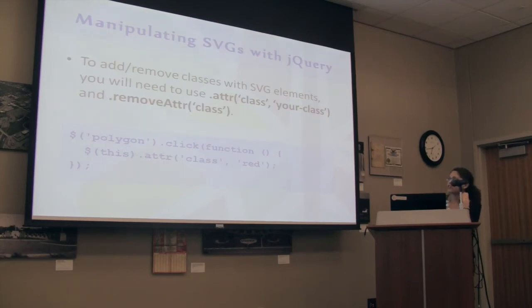It's okay, you'll just have to do it a little bit more roundabout way. Instead of using addClass, removeClass, toggleClass, all that, you're just going to use the attr method. So attr class, and then set it to your class, and take it off with removeAttr class, or set it to whatever it was before. So to turn our polygon red, it's just going to be this: attr class, set it to red.